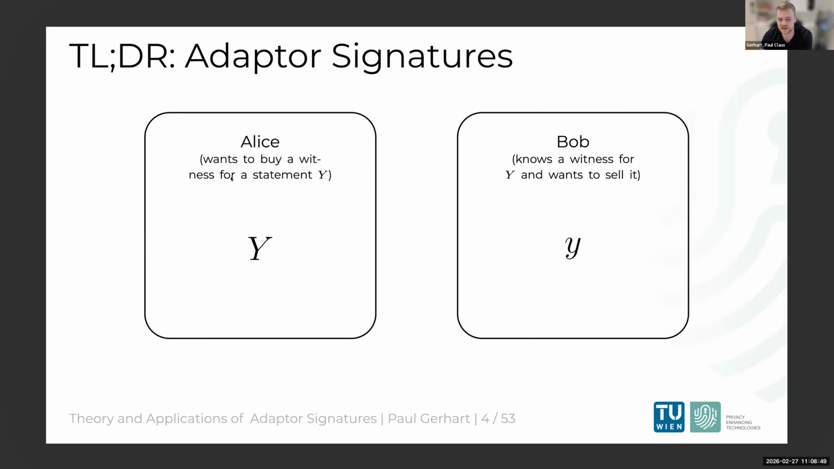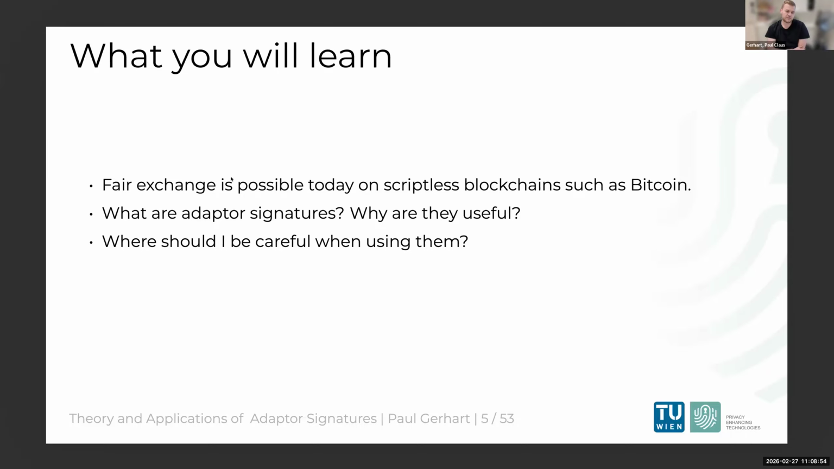And adapter signatures are the perfect primitive if you are ever in this situation. What you will learn today are three things. First of all, today, like really today, with the current version of Bitcoin, you can solve the fair exchange problem of a coin for a witness using adapter signatures. Then you will learn what adapter signatures are, why they are useful, and why you should be careful when you use them. I say be careful because there is a lot of literature out there on adapter signatures. And as you will learn today, maybe the formalizations you will learn there are not the ones you actually see.